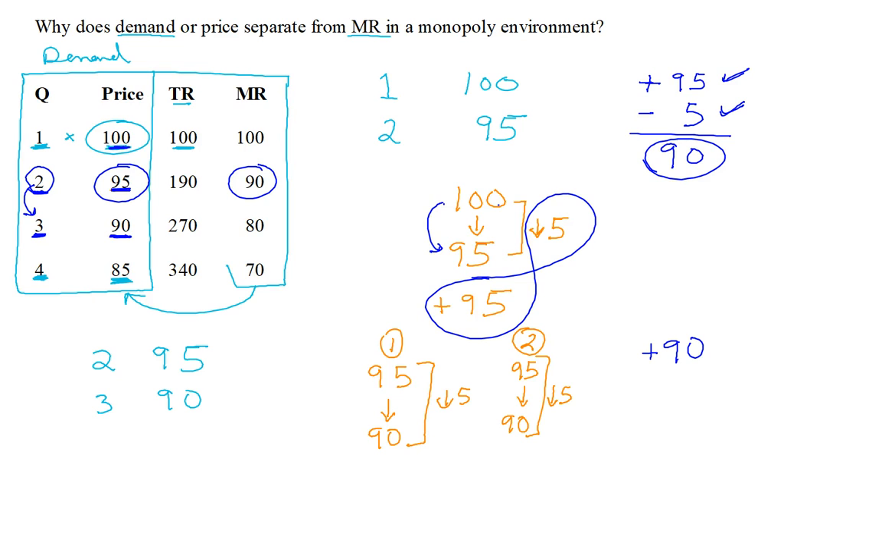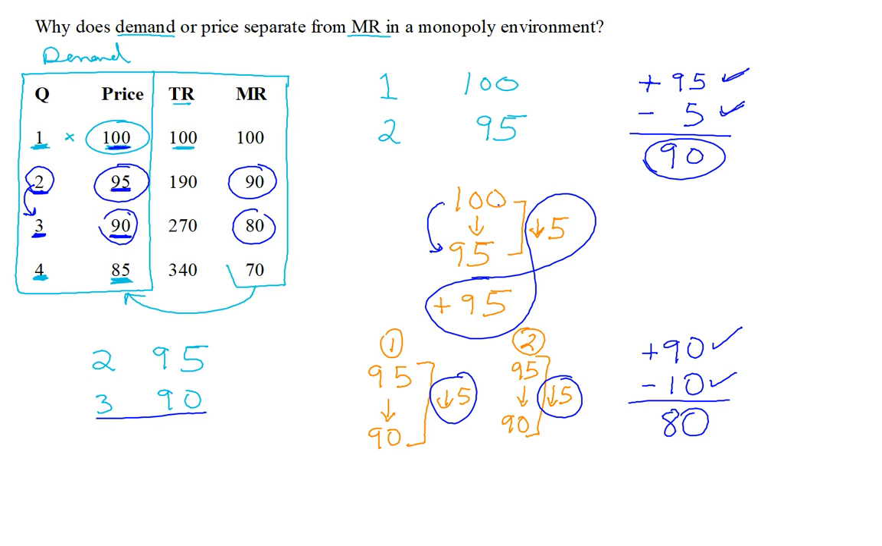So those 2 units, unit 1 and unit 2, both used to sell for $95. Now they're going to sell for $90. You lost $5 on both of those, and so that's going to be minus 10. Okay? So we added $90 on that third unit, but we lost $5 on the first and $5 on the second. So we lost $10. That gives me a marginal revenue of $80. Right there it is. Marginal revenue below the price.